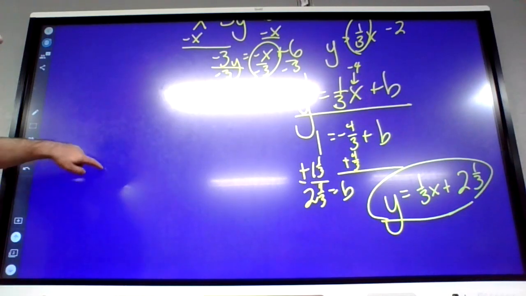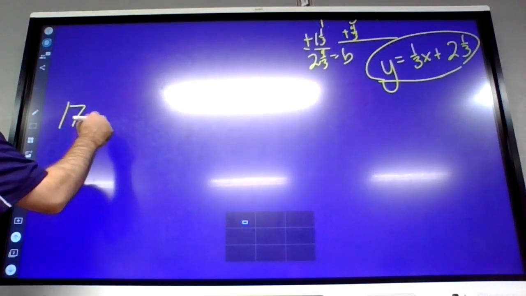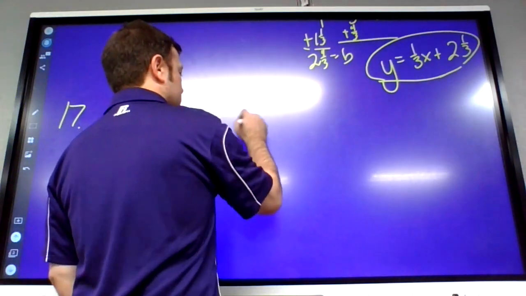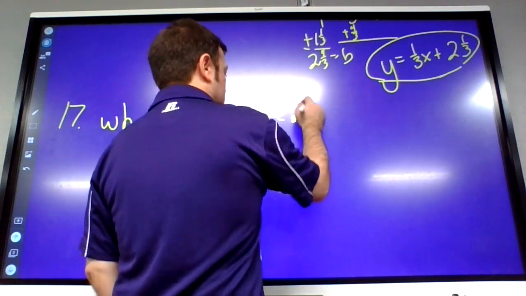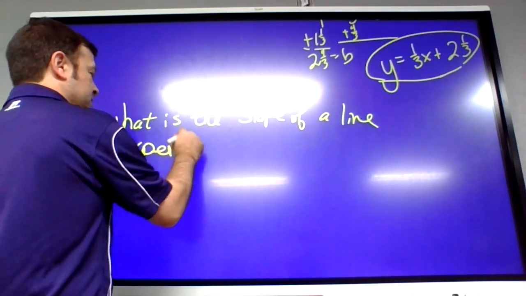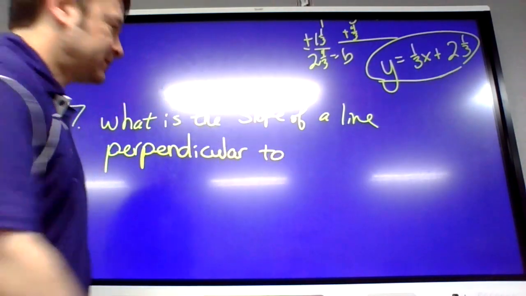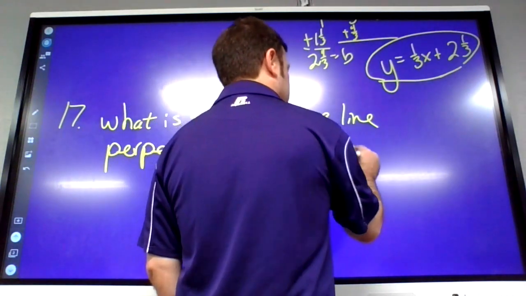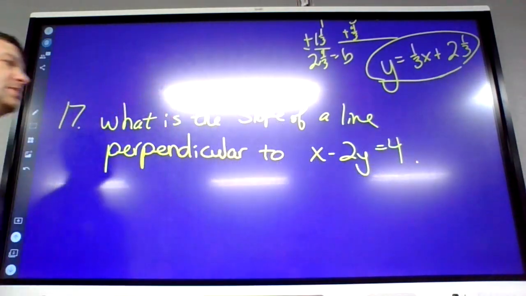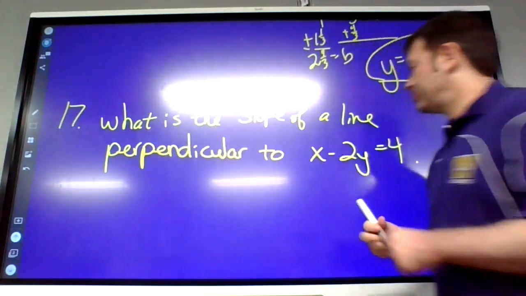Two questions. These are a little bit faster because we're not writing an equation. Notice this one doesn't say write an equation. So we need the slope of a line perpendicular to this line.